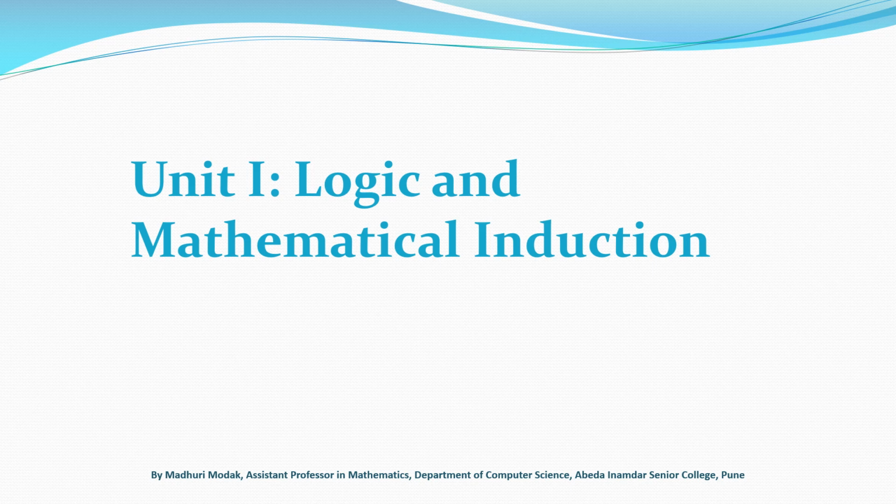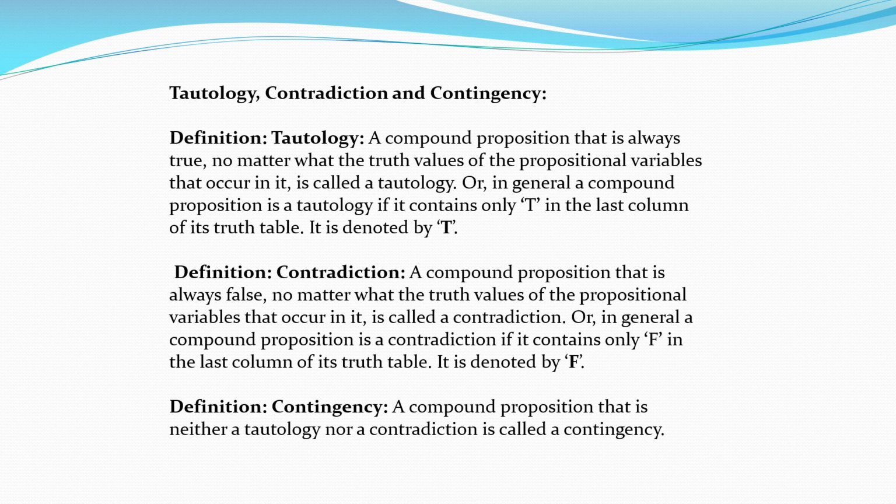Now, the first unit of discrete mathematics is logic and mathematical induction. For computer science students, this unit is very important. Now, the next part is tautology, contradiction, and contingency. Now, see what is the definition of tautology?